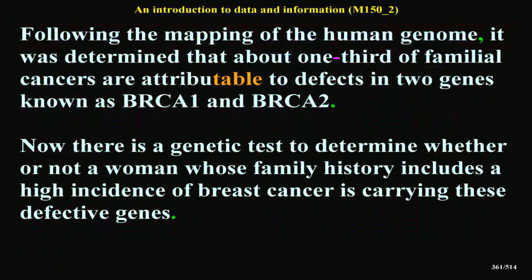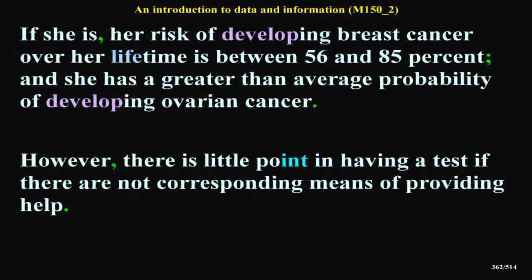Following the mapping of the human genome, it was determined that about 1/3 of familial cancers are attributable to defects in 2 genes known as BRCA1 and BRCA2. Now there is a genetic test to determine whether or not a woman whose family history includes a high incidence of breast cancer is carrying these defective genes. If she is, her risk of developing breast cancer over her lifetime is between 56 and 85%. And she has a greater than average probability of developing ovarian cancer.